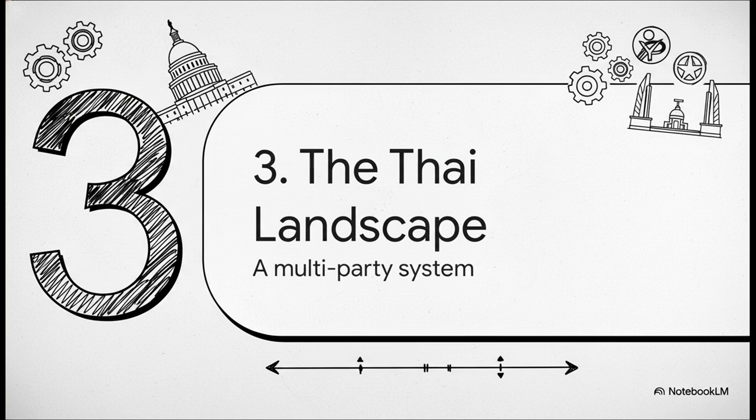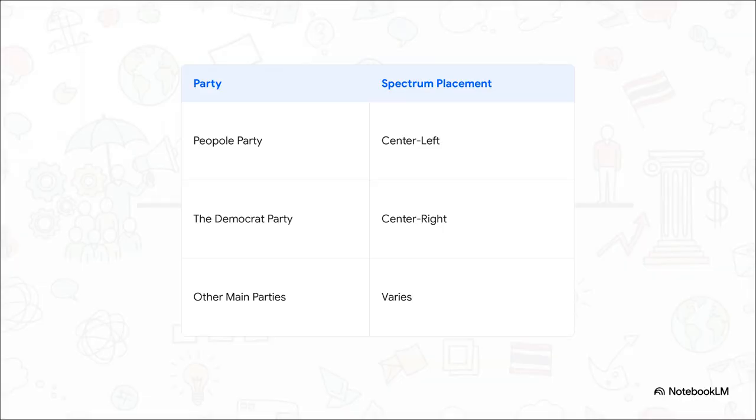Okay, time to switch gears completely. Let's take that same framework and see what happens when we apply it to a totally different environment. Things get a lot more interesting when we look at a multi-party system, like the one in Thailand. See, in Thailand, the political stage is way more crowded. You've got a lot of different players.